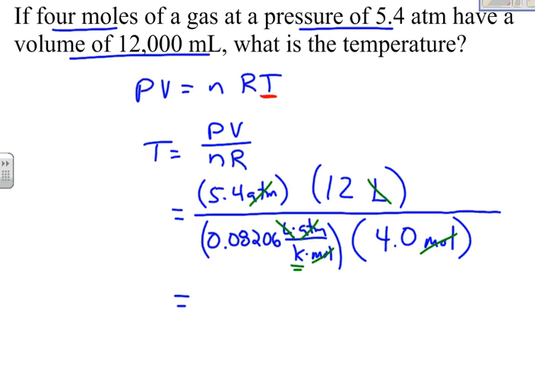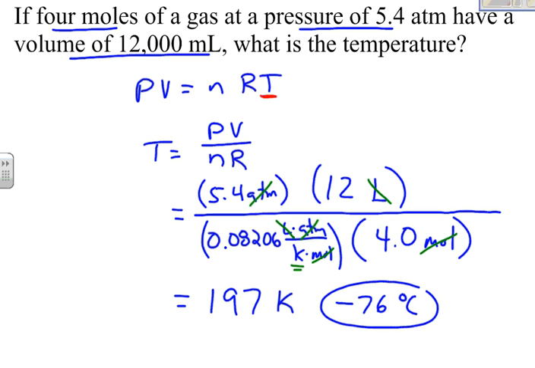According to my calculations, we have 197 degrees Kelvin. Again, we're not going to worry too much about significant figures here. If we subtract the 273 from that, this would correspond to negative 76 degrees Celsius, if they wanted us to record it in Celsius.